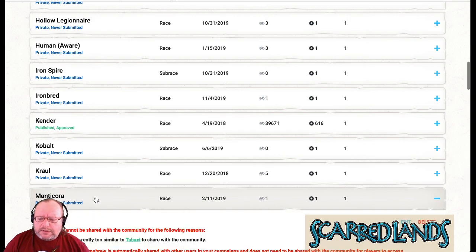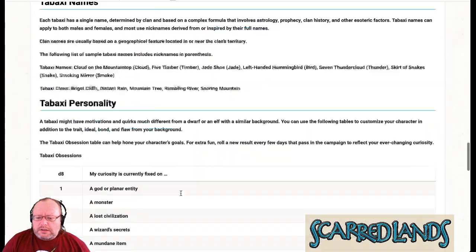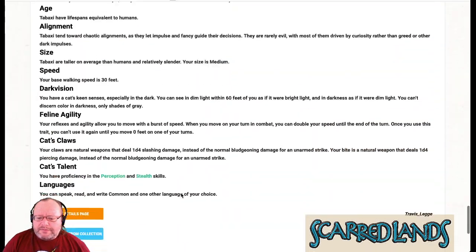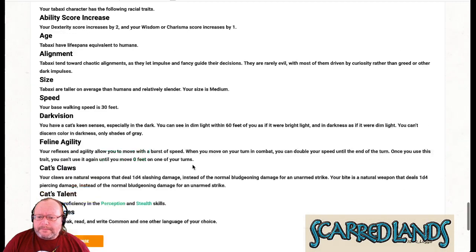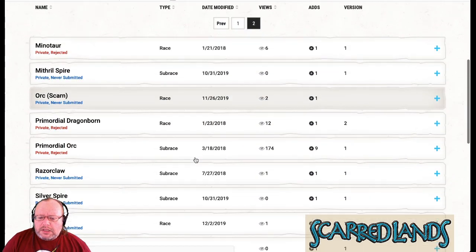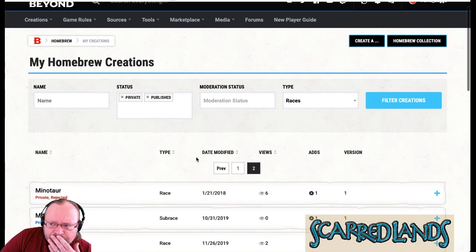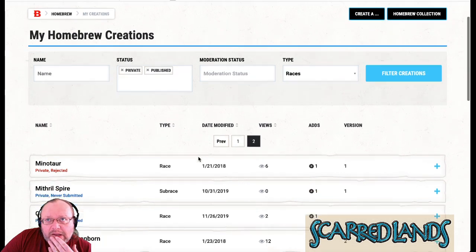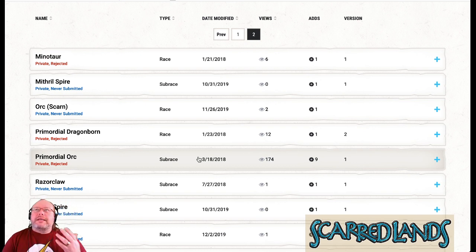Hey, look at that, Manticora. Let's bring that up and we'll look at what I've got here. Yeah, see, so I've built them off of the skeleton of the Tabaxi because it's easy to. But yeah, so the Manticora are one of my favorite races as well, and I mean, I say that a lot. I love all the playable races that are in the Scarred Lands Player's Guide.